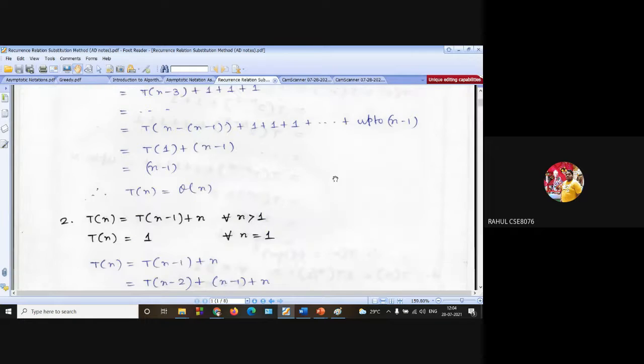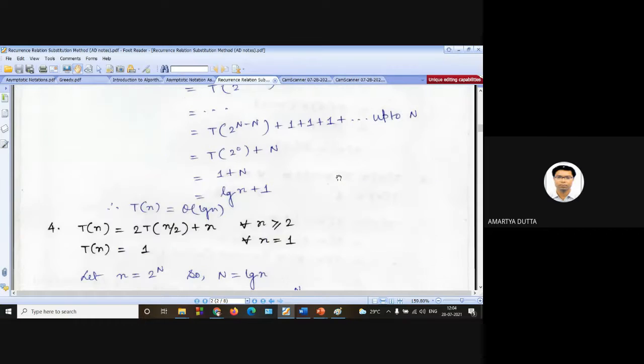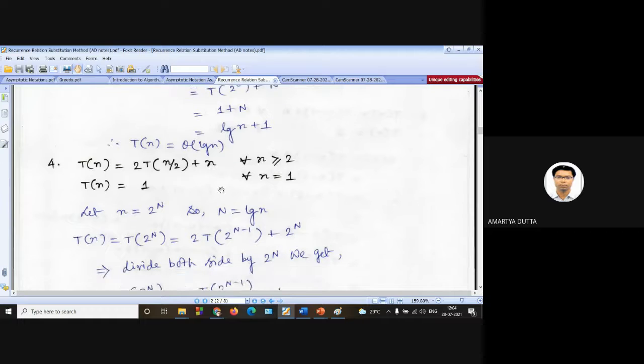Yes, sir. Now similarly, question number 3 and 4 are very similar. Question 3 means T(n) = T(n/2) + 1, n greater than 2, and the base case is T(n) = 1 for n equal to 1. Question number 4 is T(n) = T(n/2) + n, and T(n) = 1 for n greater than or equal to 2 and n equal to 1.